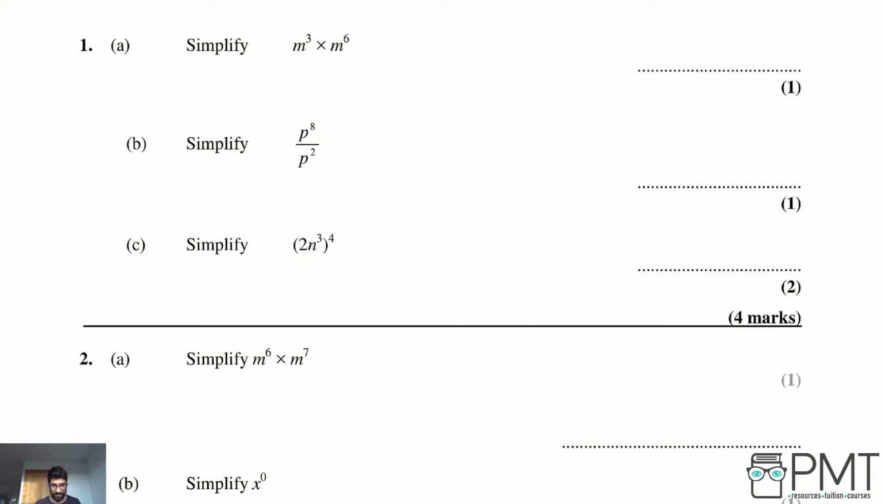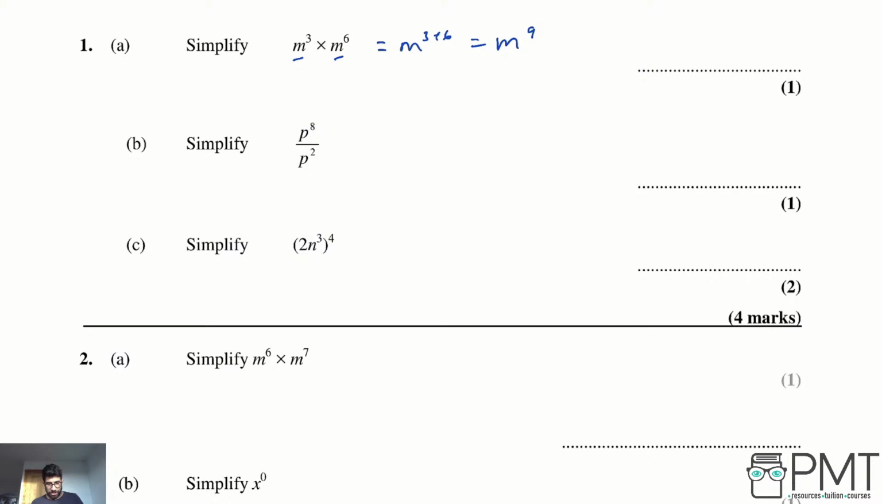So here it says simplify. First thing you need to do always is make sure that the bases are the same. The rules that I showed at the beginning don't work unless the bases are the same. So you verify that the bases are the same. They're both m. We are multiplying them, which means we add the powers. So this is going to be m to 3 plus 6, so m to the power of 9.